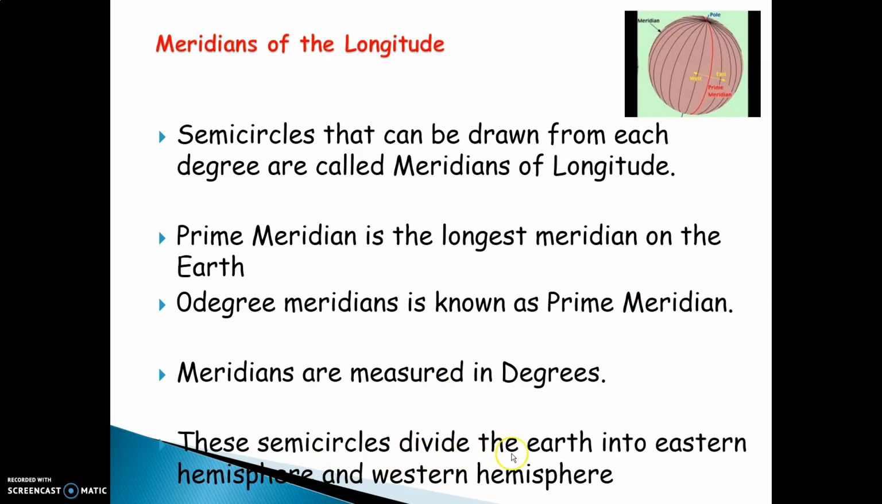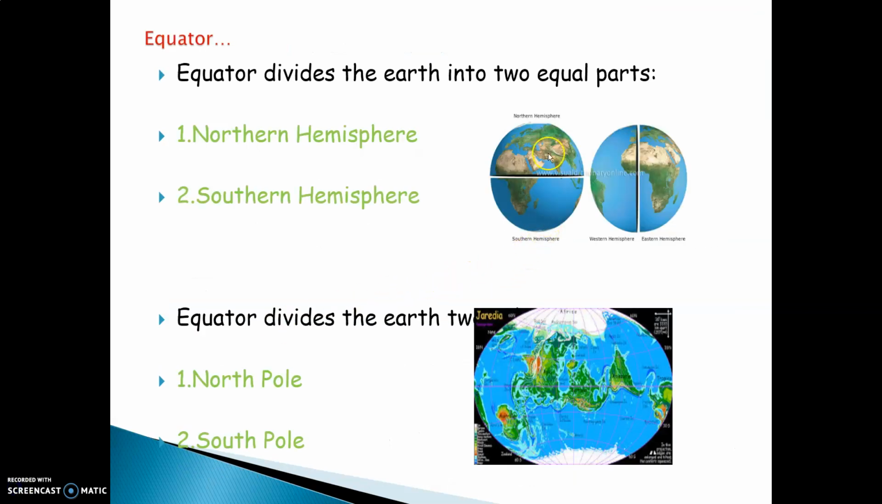Now these semicircles divide the earth into 2 equal parts, which are eastern and western. We learned about the equator. Equator divides the earth into 2 parts, which were northern hemisphere and southern hemisphere. This is what the equator does. But the prime meridian divides the earth into 2 vertical parts. Those are western hemisphere and eastern hemisphere.